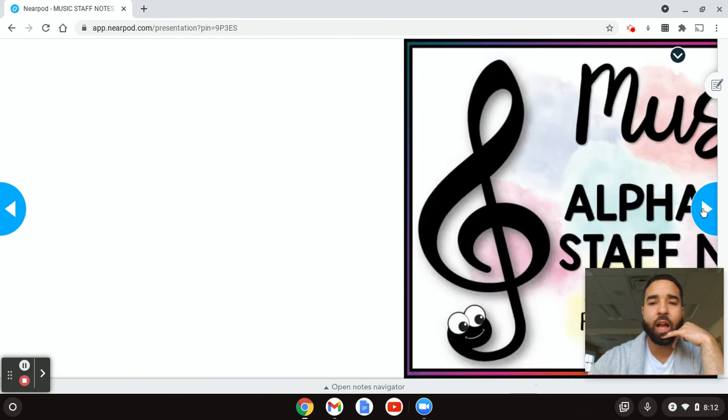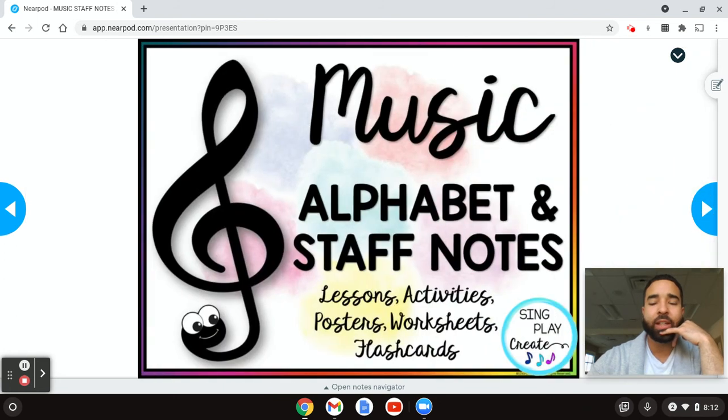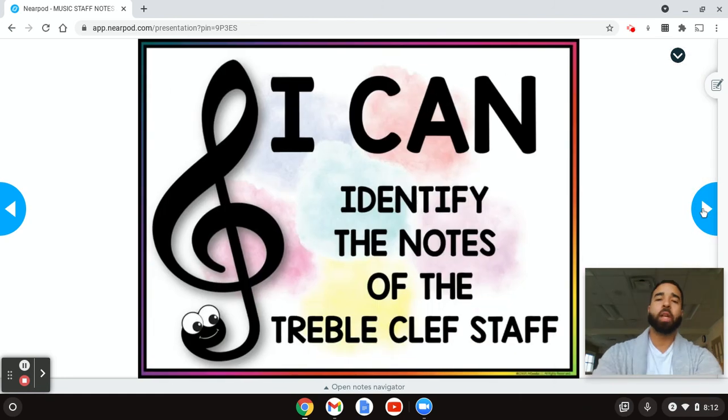Now we're moving on to the first slide. And today, as I was saying, we are going to be learning about the musical alphabet and the staff notes, where they are on the musical staff. Our objective for today, if we're moving on to the next slide: I can identify the notes of the treble clef staff. Now, this is a 2-week lesson. This before was a 1-week lesson. This is going to be a 2-week lesson now. We have 2 weeks to get these lessons in.